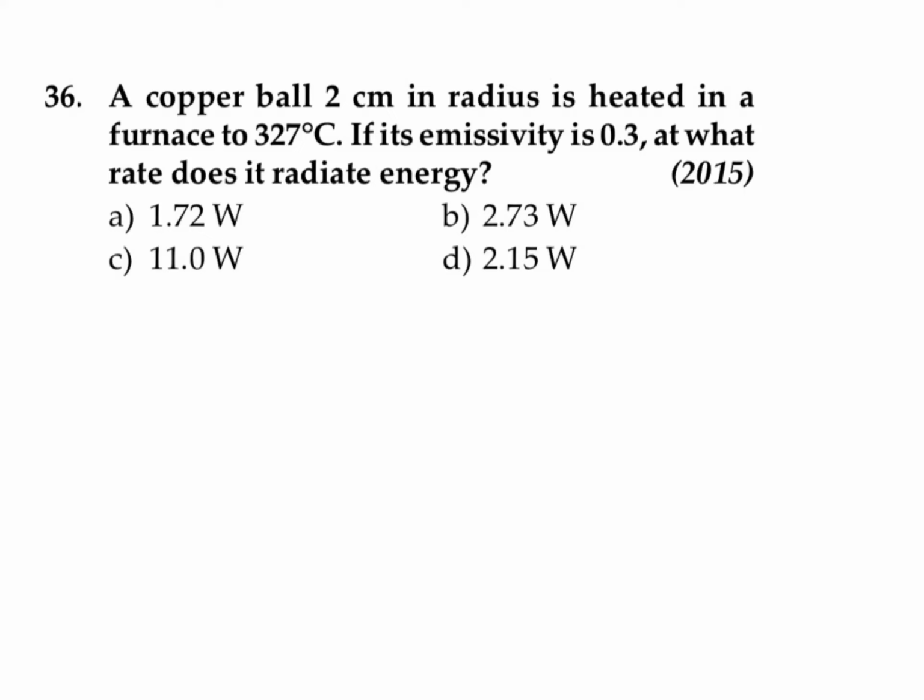A copper ball 2 centimeter in radius is heated in a furnace to 327 degrees Celsius. Its emissivity is 0.3. At what rate does it radiate energy?